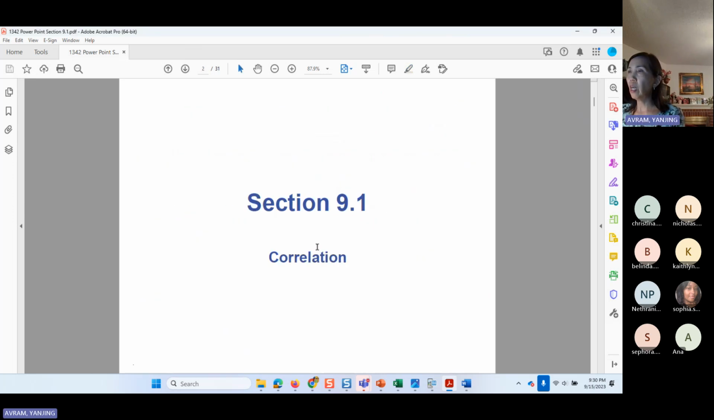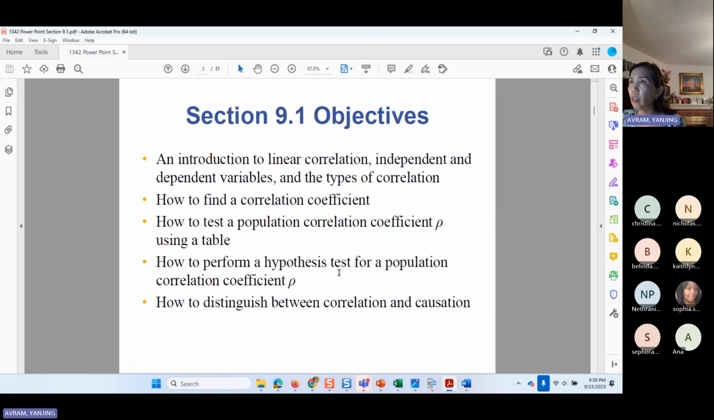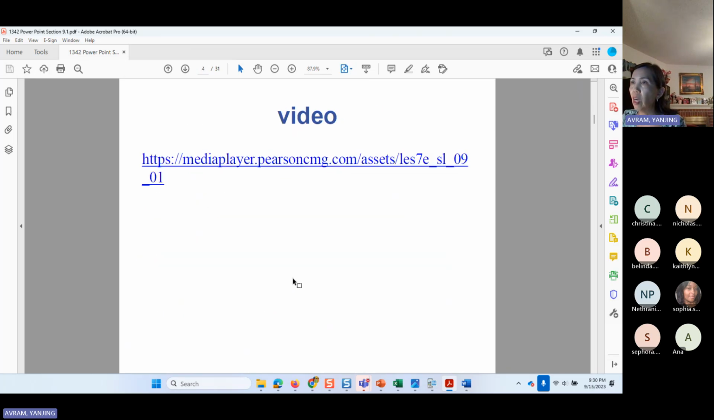Okay, so the chapter 9.1 here, the good thing is in this section you can use a calculator pretty much to find the correlation coefficient. So this introduces the linear correlation coefficient, independent and dependent variables, and how to find a correlation coefficient.